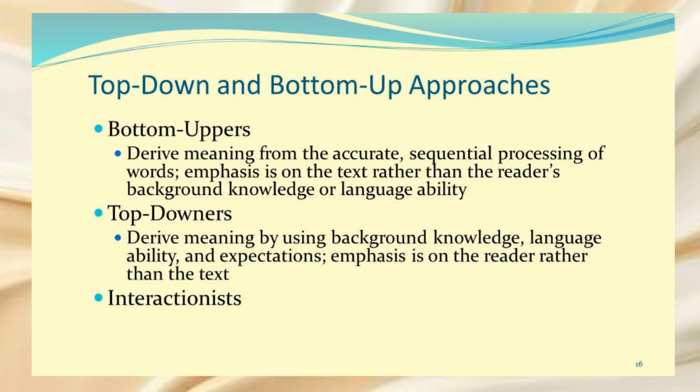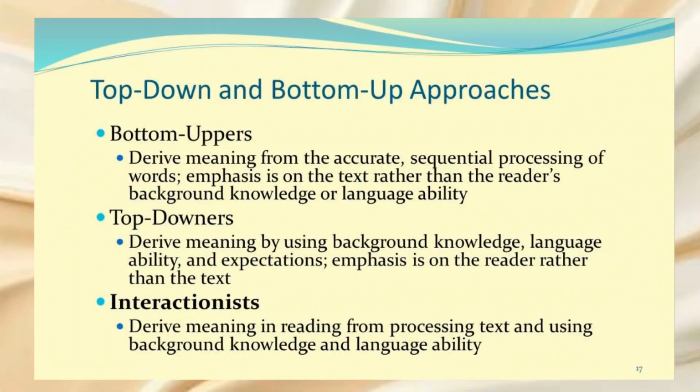Sub-skills are not taught because it is felt that they fragment the process and make learning to read more abstract and difficult. As far as comprehension is concerned, the top-down view is that students build their understanding through discussions of high-quality literature or informational texts. There is generally no direct, explicit instruction of comprehension strategies. In the interactionist theory, students derive meaning in reading from processing text and using background knowledge and language ability.